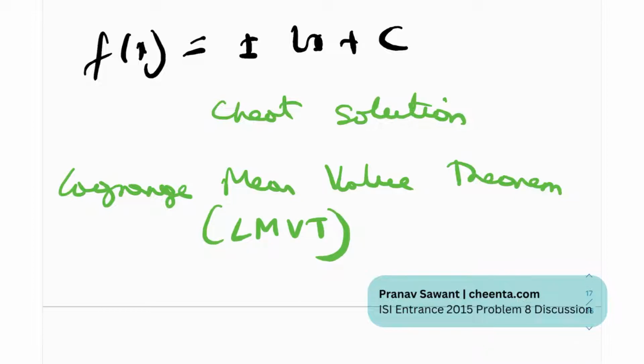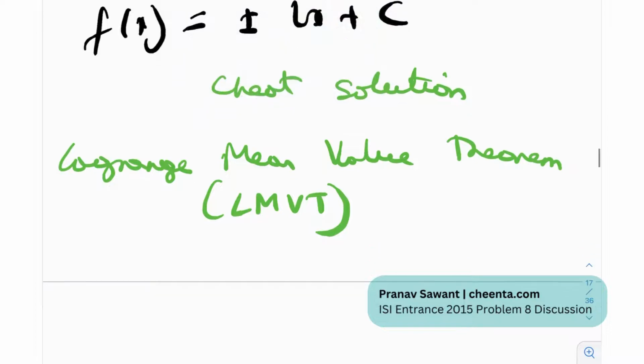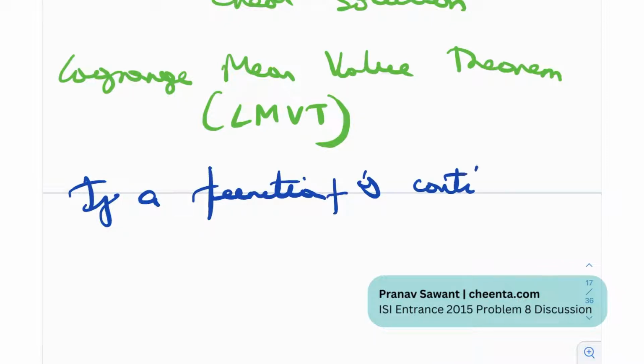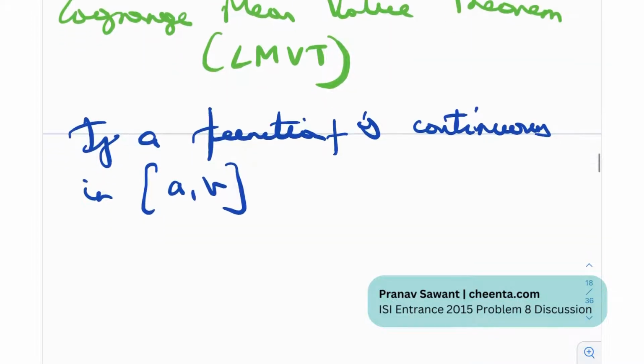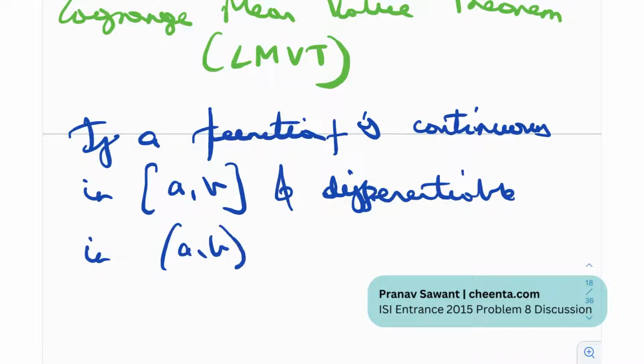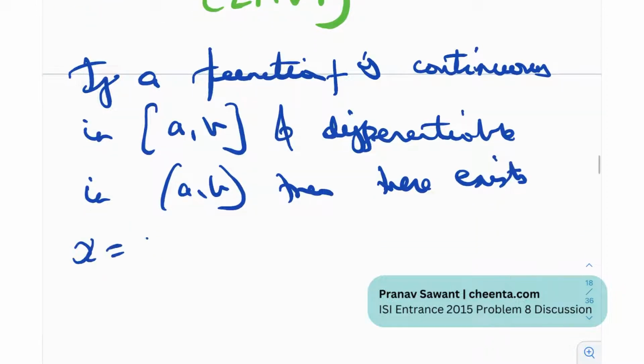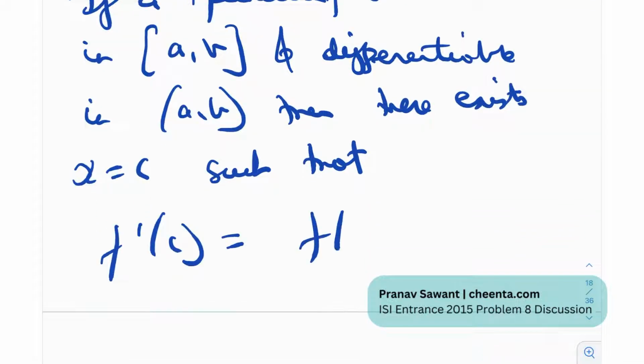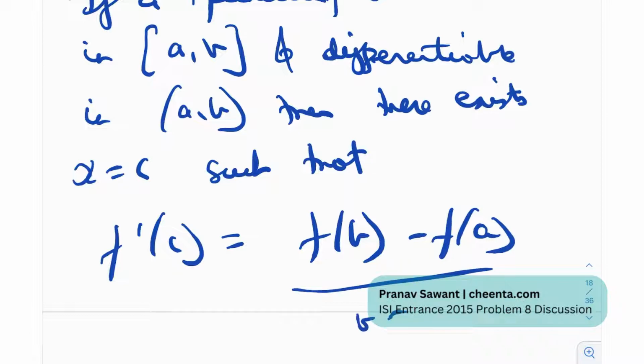right? So it's a pretty famous theorem on the application of derivatives, and it states that if a function f is continuous in a to b, right? Keep in mind this is the closed interval, and differentiable in the open interval a to b, right? Then it says that there exists x equals c such that f prime of c is equal to f of b minus f of a divided by b minus a.